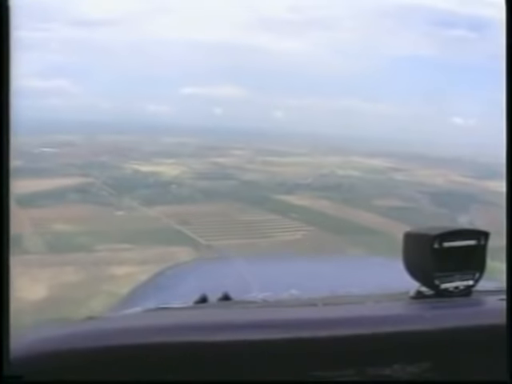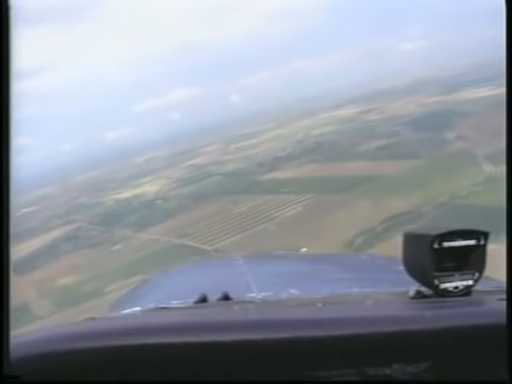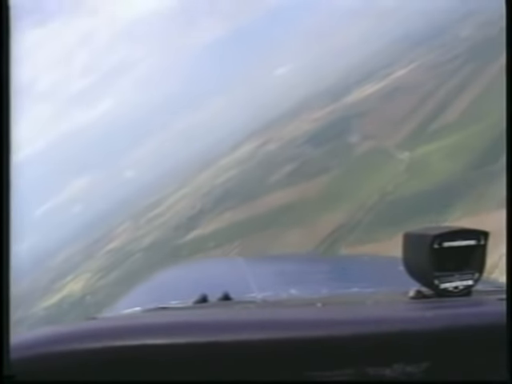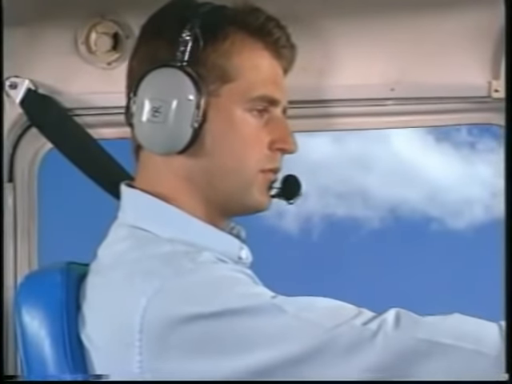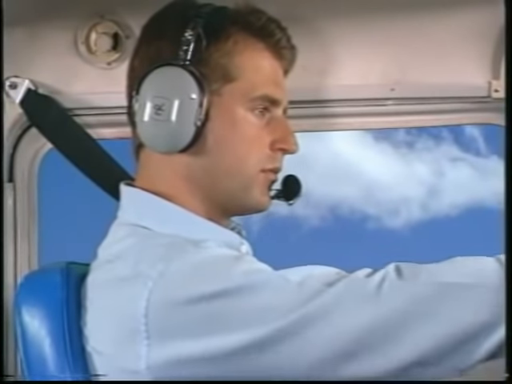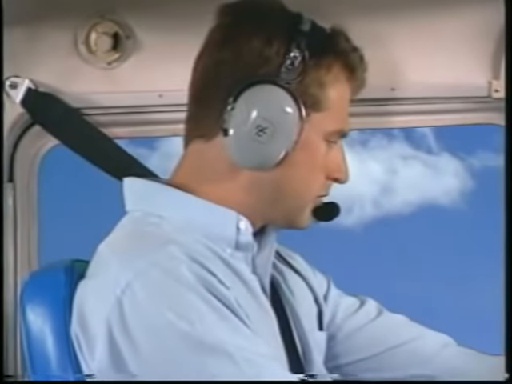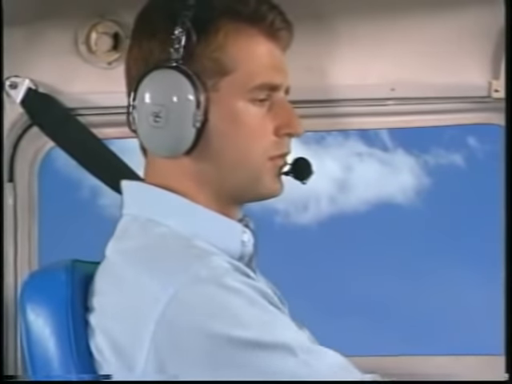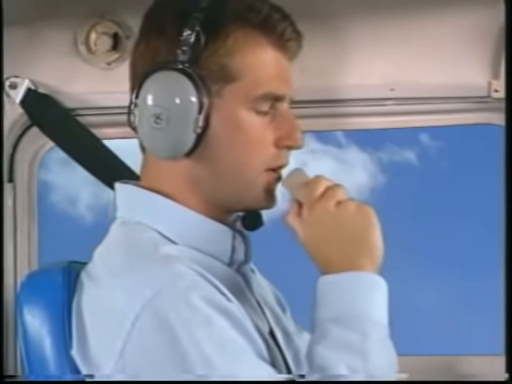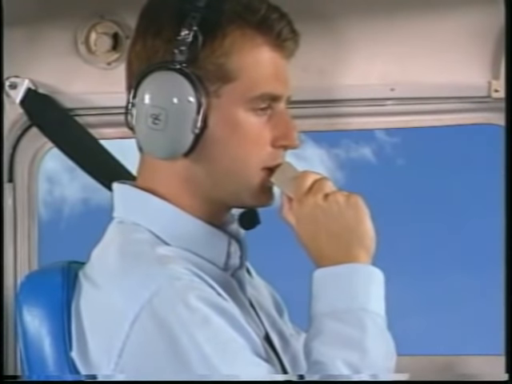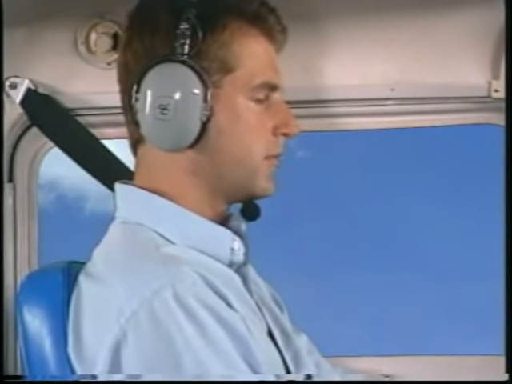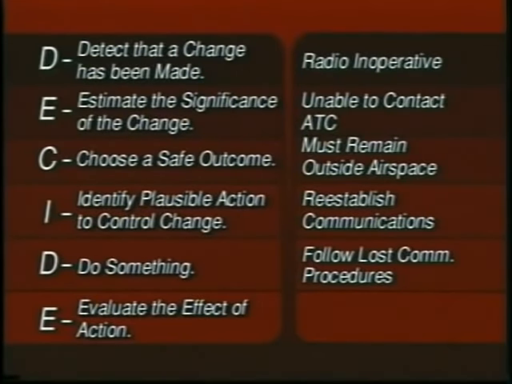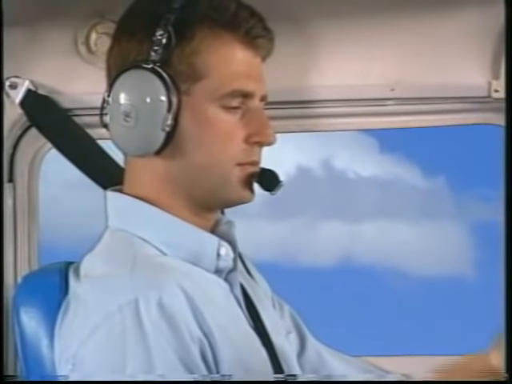Next, set your priorities. Clear the area and begin a turn to remain outside of Class B airspace. Now, you troubleshoot the radio and mic. Check the volume, frequency, the comm panel switches, the mic jack connection, and try the hand mic. Nothing. The last piece of the DECIDE model is filled in. No response. You decide to divert to an airport in Class D airspace.